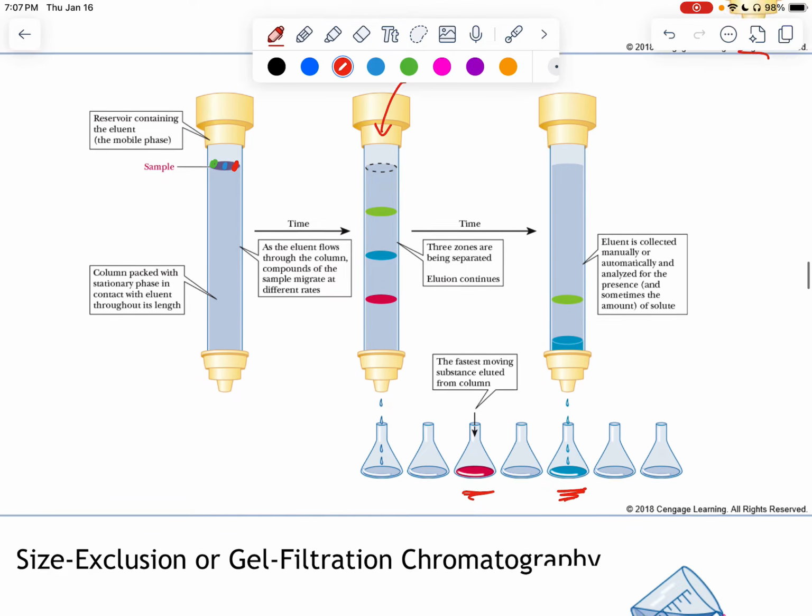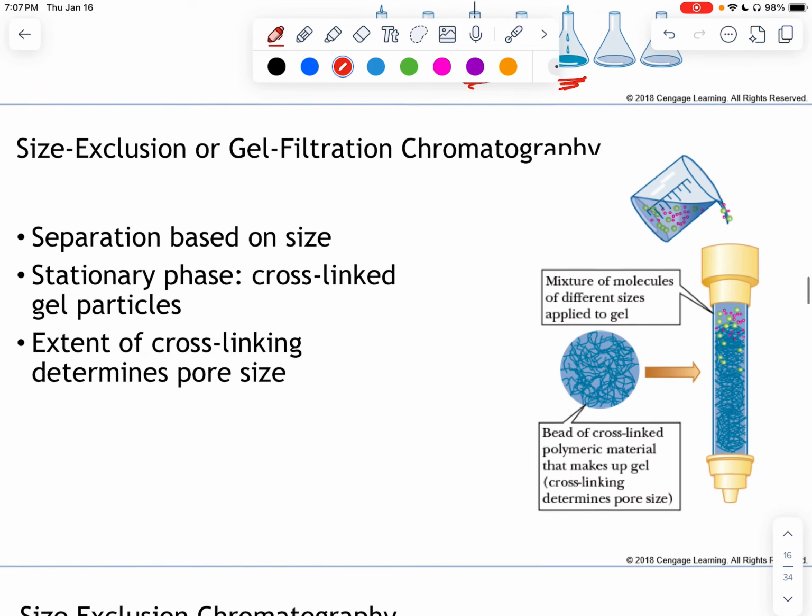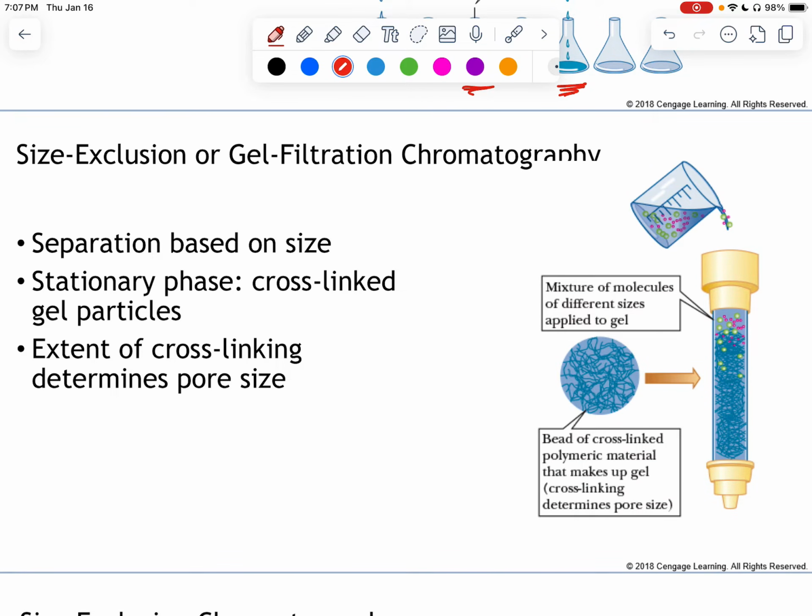Okay, I said we were going to look at three types. The first one we're going to look at is size exclusion or gel filtration chromatography. These are going to separate by size. For our stationary phase, we're going to use these beads of cross-linked polymer material. So you've got all these little beads, and they have all this polymer that's cross-linked. And the important piece of that is that when you look at this, there's all these little openings. And depending how much cross-linkage there is, you might have big openings or you might have only little openings.